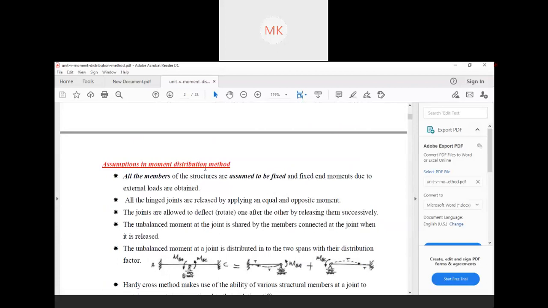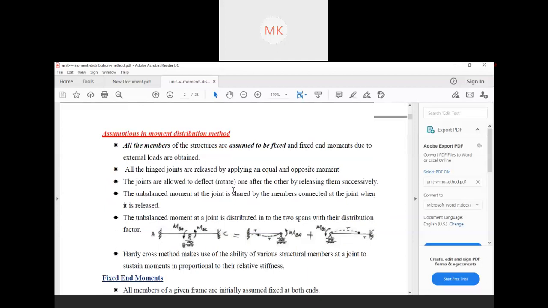Okay. So there are some assumptions in moment distribution method. You need to remember this. All the members of the structure are assumed to be fixed, and fixed end moments due to external loads are obtained. So whatever the structure, whatever the support is there, we need to assume it as fixed. Okay, and by assuming it fixed, we need to find out the fixed end moments.